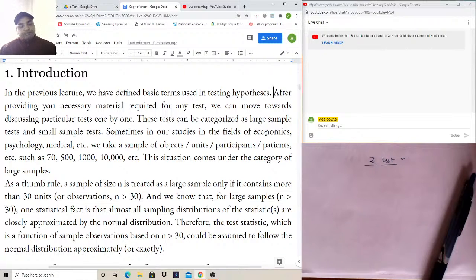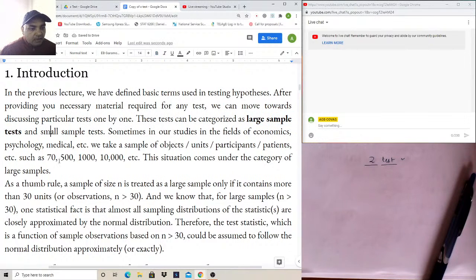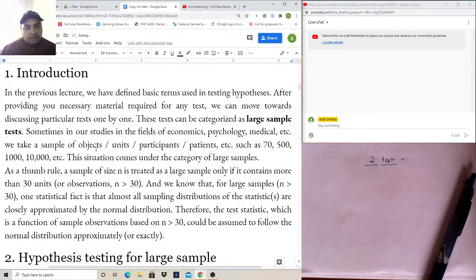After providing the necessary material required for any test, now we can move towards discussing particular tests one by one. These tests can be categorized as large sample tests. This is the main point. What is a Z test? The Z test is also known as a large sample test. There are also small sample tests, which include the t test. We will not discuss small sample tests for now; we will take them up in the next lecture.